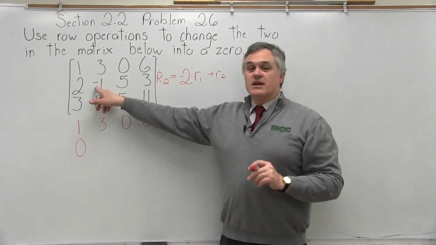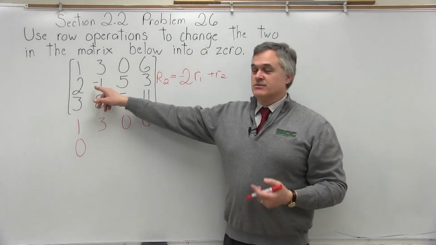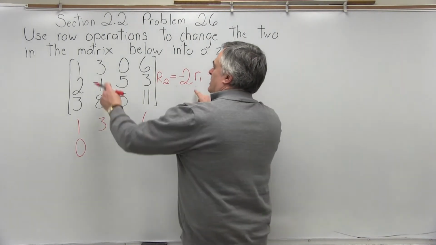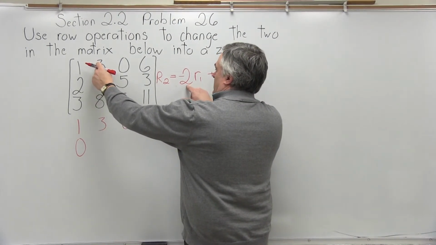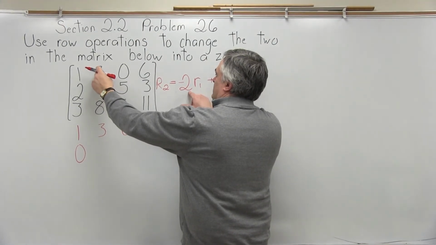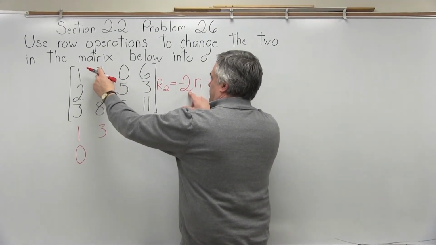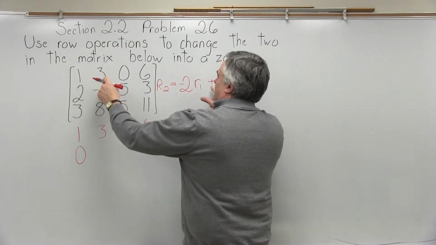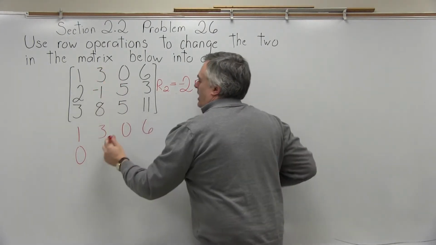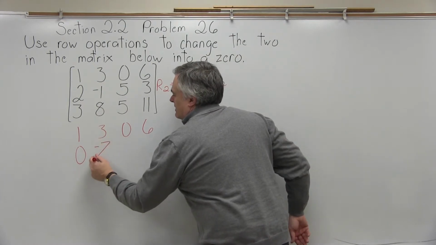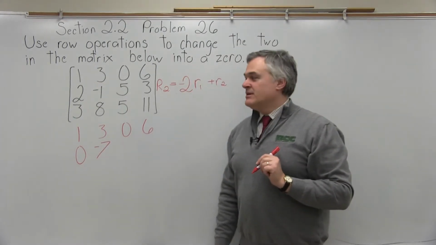So now next, this negative 1 will change into something else. What will it change into? Well, when I multiply times negative 2, I'm going to make a negative 6 because I'm doing negative 2 times row 1. So that's negative 2 times 3, which is a minus 6. And then I take that result and add it to row 2. So negative 6 plus negative 1 is negative 7.